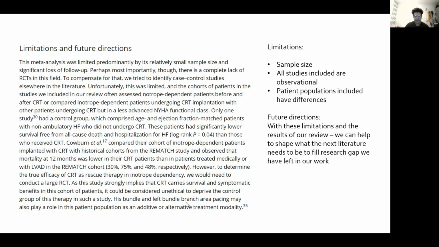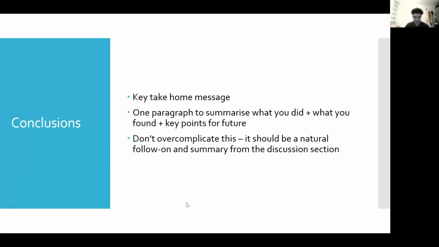But the last thing I want to cover is conclusions. I just made it a separate thing because some journals will. It really doesn't matter either way. It's simply a one paragraph summary of your take-home message of what you did, what you found, and something for the future. It doesn't need to be very complicated.